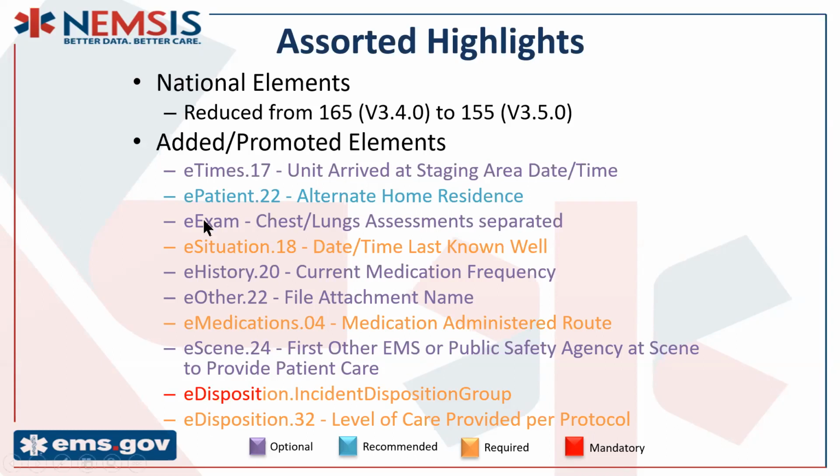In the E-exam section, chest and lung assessments were combined in the current version 3.4. So if you were trying to indicate some anatomical abrasion or laceration to the chest, it was in the same element that included whether the patient was experiencing rales or some other type of lung issue. Those have been separated out into 2 separate exam assessments, and that is, of course, an optional element.